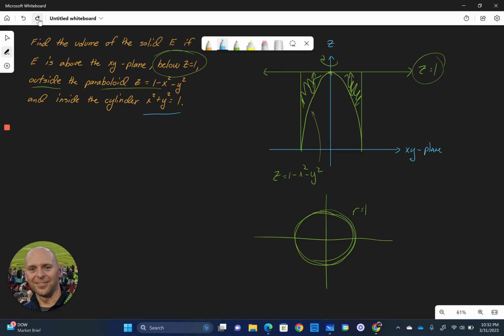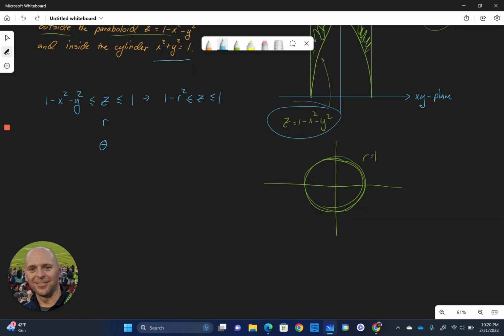Okay, so we're going to need some bounds here for z, r, and theta. The z limits are going to come from bounding above by z equals 1 and bounding below by our paraboloid. So let's lay that in, bounded above by 1 and below by the paraboloid. We do need to convert this to polar coordinates, so that makes it 1 minus r squared less than or equal to z less than or equal to 1.